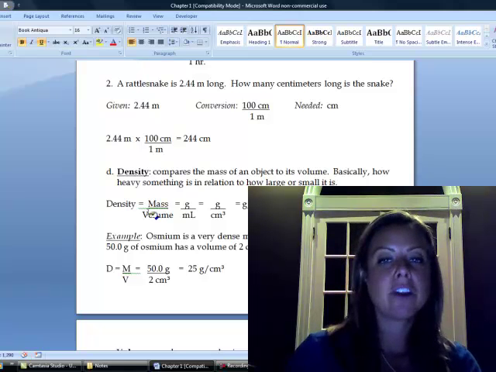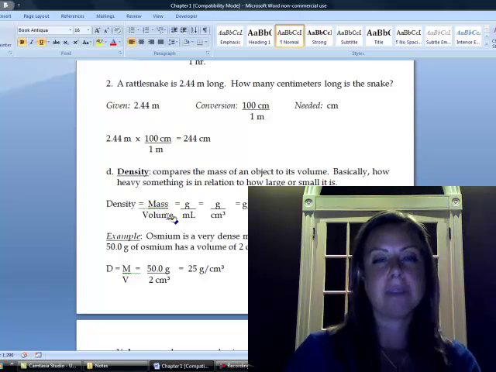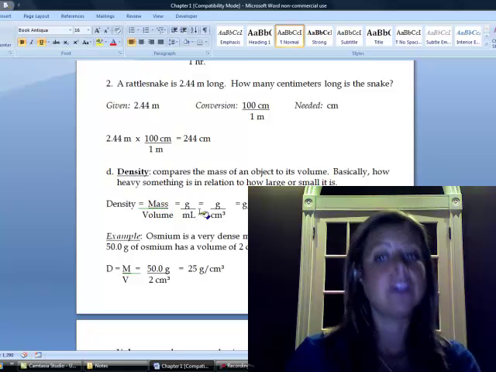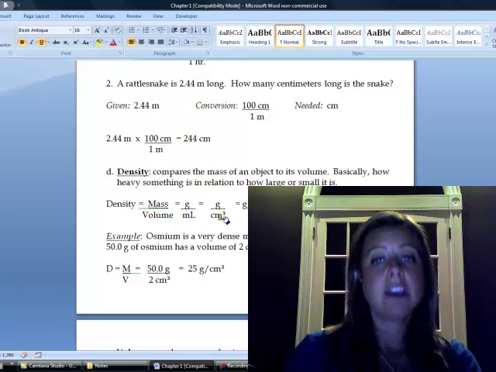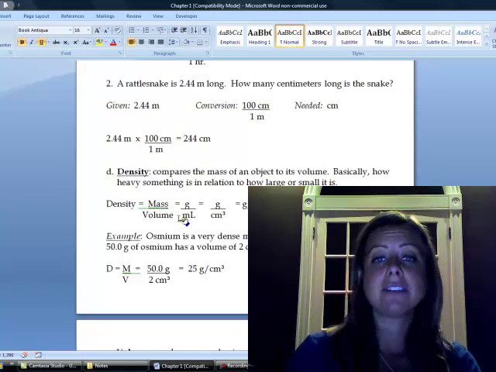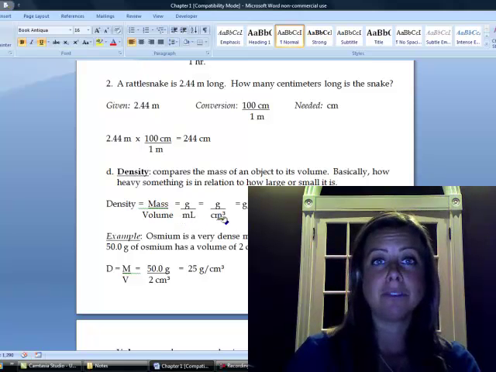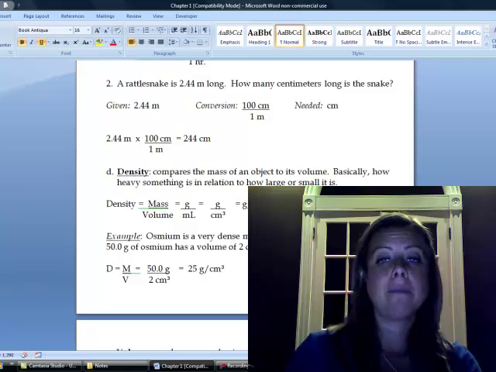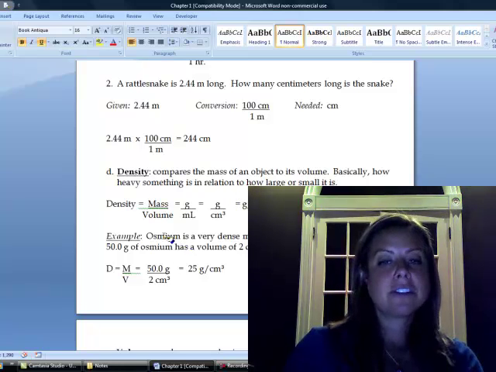So the way you figure it out is you take the mass and divide it by the volume. And so the units that you always want to get to are going to be grams per milliliter, or you can do grams per centimeter cubed. Now that should tell you something. That means that a milliliter and a centimeter cubed are the same thing. So that's going to be what the answer will be in. So let's do this example problem. Pretty easy. Osmium is a very dense metal.